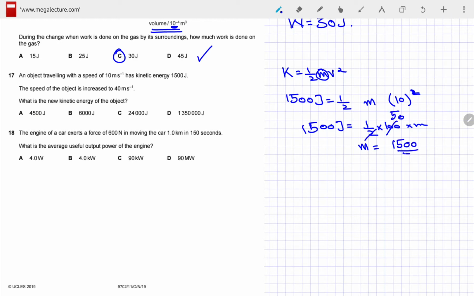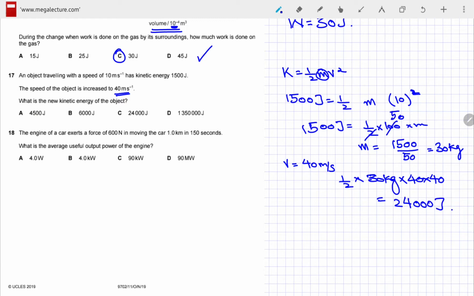If you compute for m, you get 1500 divided by 50, which is 30 kilograms. Now you can use this and put the new speed, 40 meters per second, and use the same expression for the kinetic energy. You have half into 30 kilograms into v squared, which is now 40 into 40. So this turns out to be 24,000 joules. So the correct option is option number C.